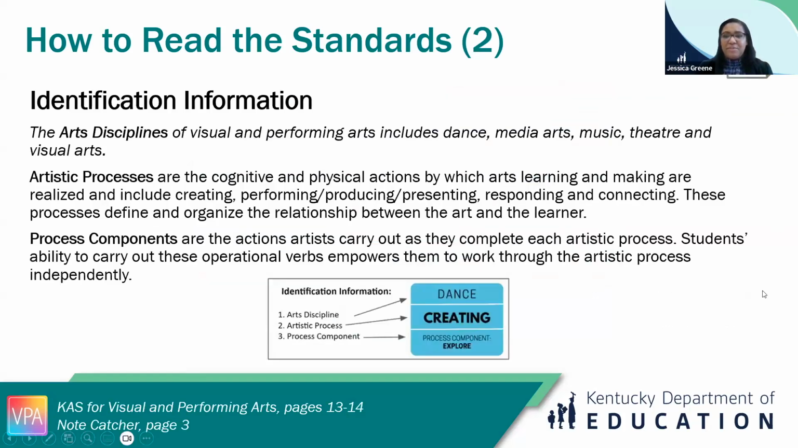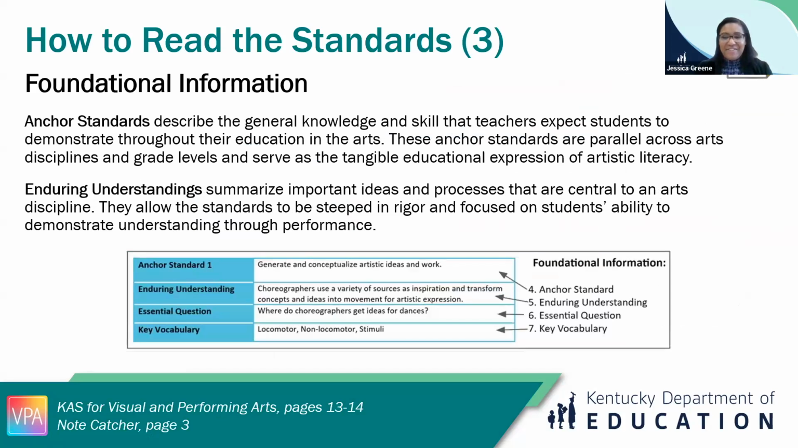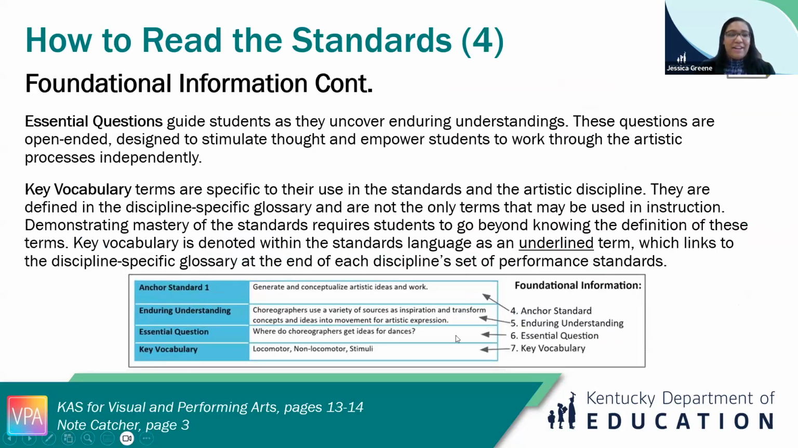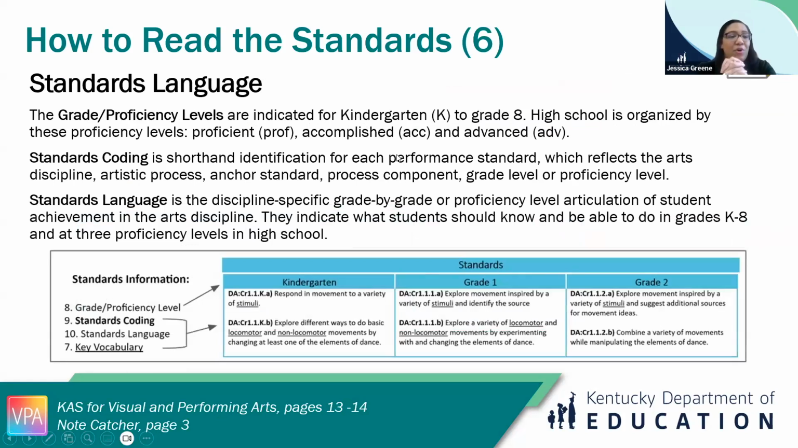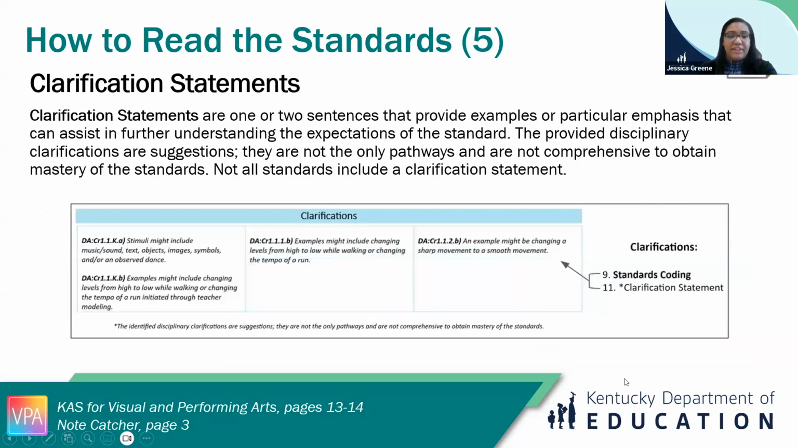So let me click through so I can give you some bigger views. So that's all the things I just told you about the identification information right there, the artistic process and the process component, and then the foundational information. So here we are again at that language. I'm going to go to this one and come back. So the coding there, I have another slide that's going to break it down even more, but it's always going to start with the discipline. So DA is dance, CR is creating, and then the grade level is in there. But that's probably one of my favorite things about this document is how clear it is to read now, the user-friendly aspect.